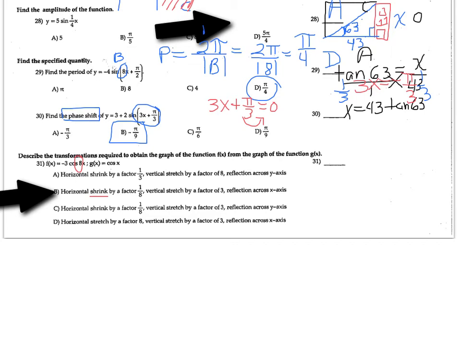Okay? And the vertical stretch comes from the number in front, the absolute value of the negative 3. So it's positive 3. How about the reflection across the x-axis? Where is that coming from? From the negative. That's right. So that negative in front of the 3 gives you a reflection across the x-axis. Okay, questions up to page 3? Do page 4, the last page.